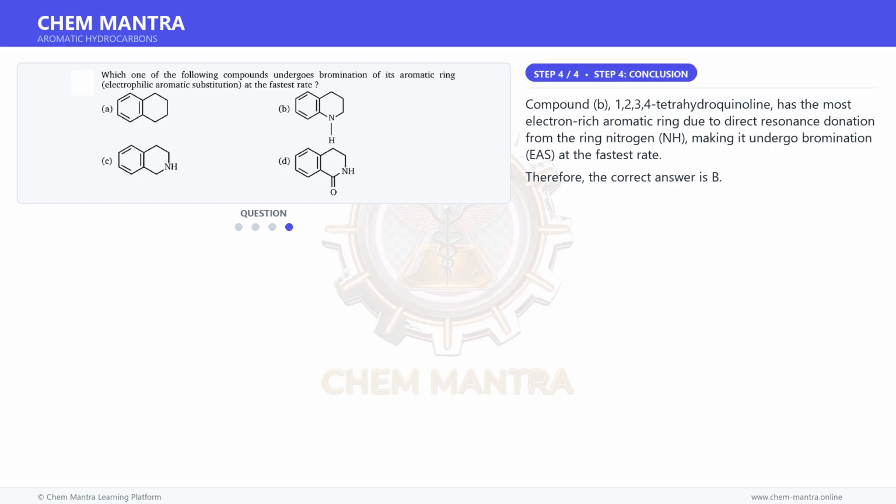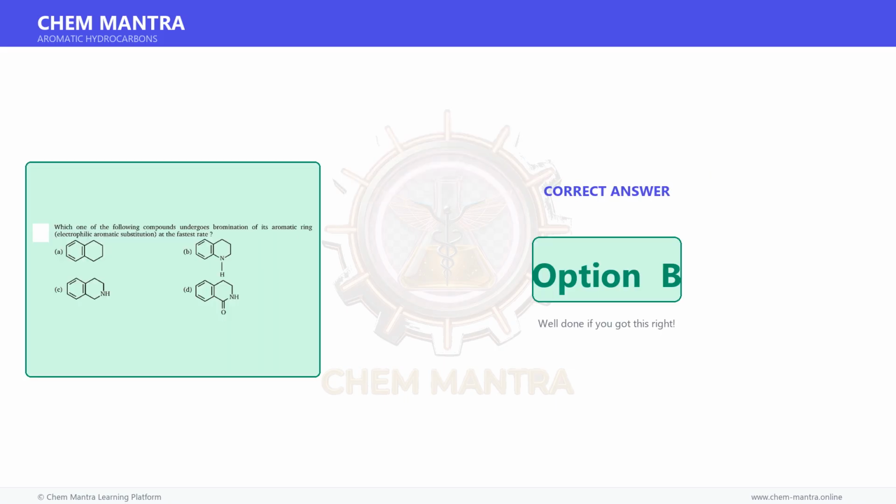And for the final step. Compound B, 1,2,3,4-tetrahydroquinoline, has the most electron-rich aromatic ring due to direct resonance donation from the ring nitrogen, NH, making it undergo bromination, EAS, at the fastest rate. Therefore, the correct answer is B. Therefore, the correct answer is option B.